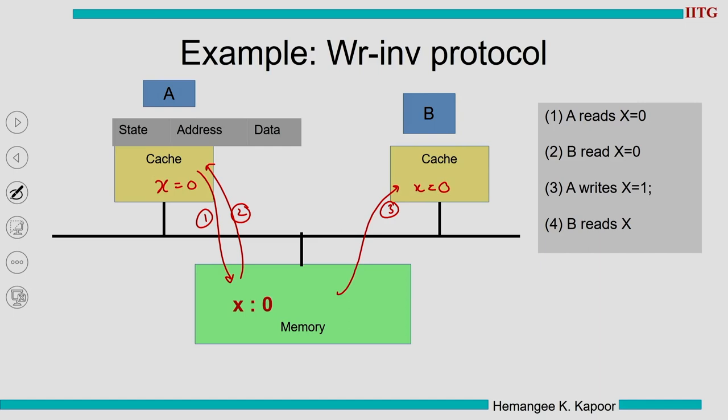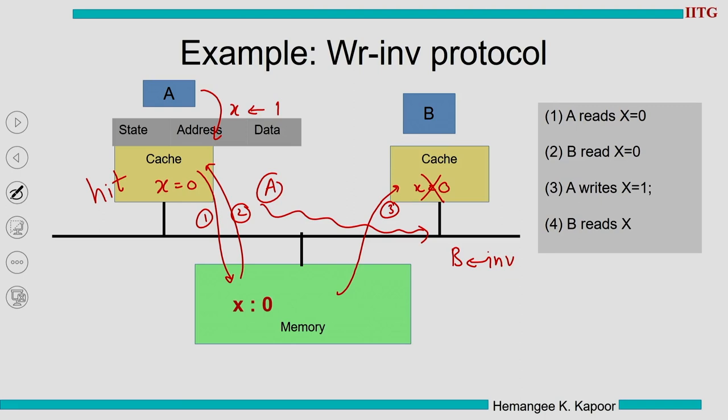Now A wishes to write X equal to 1. So this one says make X equal to 1. Although this is a cache hit, we don't have permission to write this data because there are probably other sharers in the system. So A has to inform everybody on the network that I am going to change X, and therefore B's copy will be removed. B has to remove its copy of X before allowing A to write.